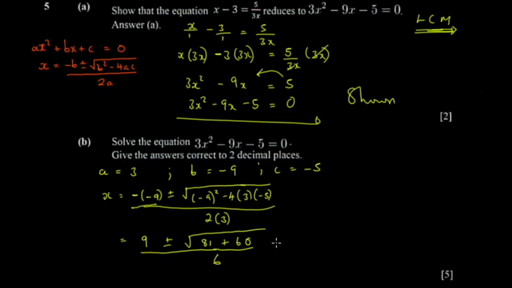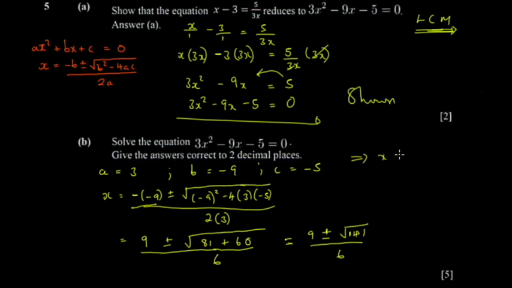6. Okay, so here, this one was 12. 12 multiplied by 5, you get 60. So we are on the right track. And then here, you get 6 like this. So afterwards, now you're just condensing. So you get 9 plus or minus. Then this one is 141. Okay, so square root of 141 over 6.